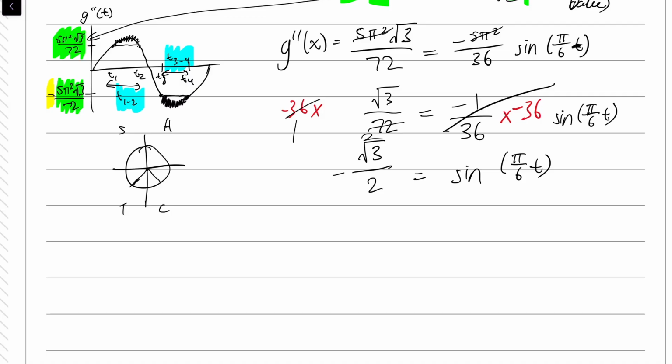sorry, the third and fourth quadrant. If this is the first quadrant, I might have forgotten, but anyway, what matters is that below the x-axis we have our sine values, or the y value is going to be negative. Okay, so basically we know that we're working with the bottom left and the bottom right quadrant.